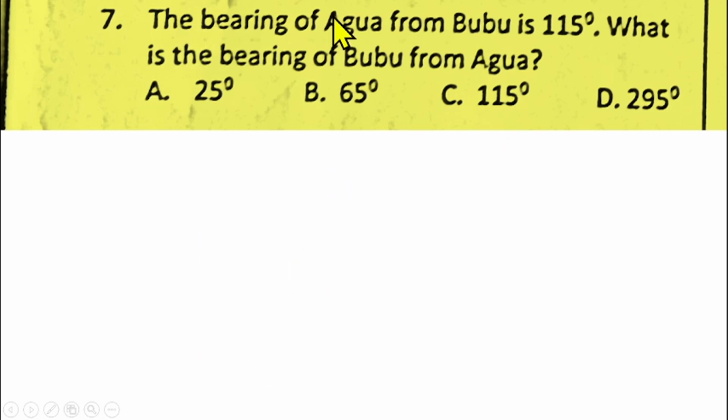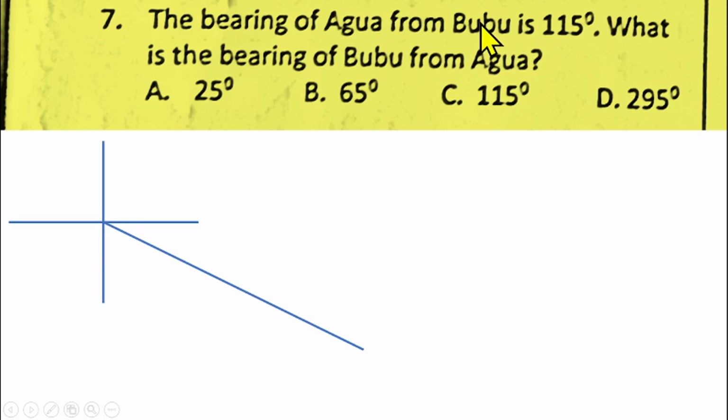So let's start with this question. The bearing of Agua from Budu is 115 degrees. So that means you start with Budu. You locate the cardinal point to represent Budu. So let's say this cardinal point is representing Budu. The bearing is 115 degrees. So 115 degrees will fall here, since going from here to here is 90, and from here to here is 180. And 115 is more than 90, so that means go to the fourth quadrant here.